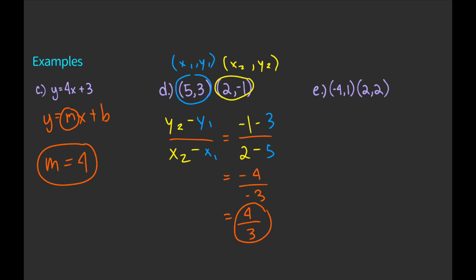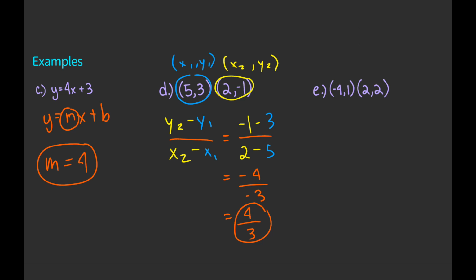Alright, so moving on to example E, I encourage you to pause right here and try this out yourself. Alright, so let's get started on example E. We are given 2 points, -4 and 1, and 2 and 2. So we're going to identify our x1, y1, and our x2, y2. And this time we're going to change it up. Not going to say the first one is x1, y1. Let's say the first one is x2, y2.